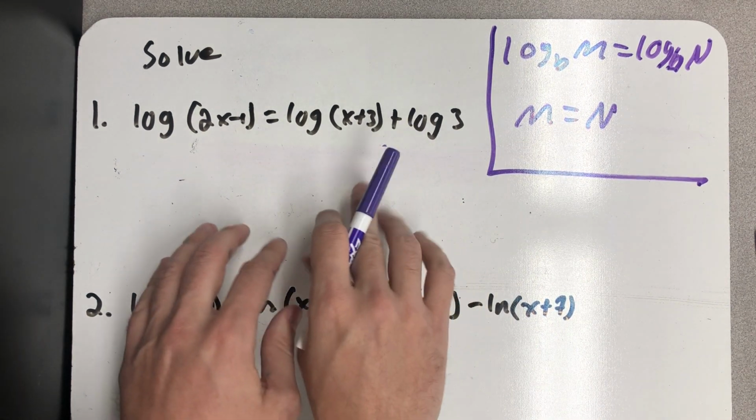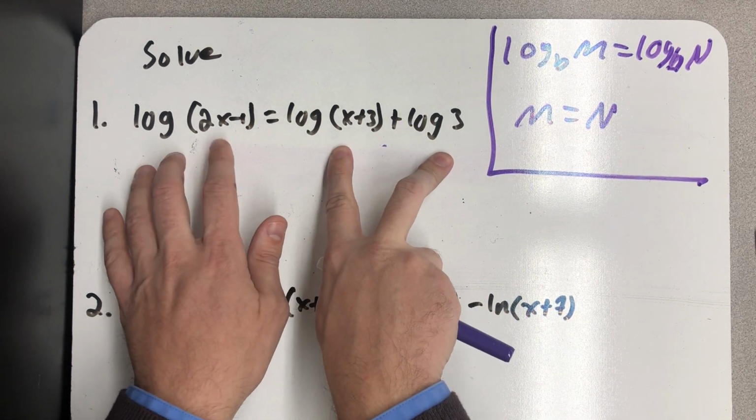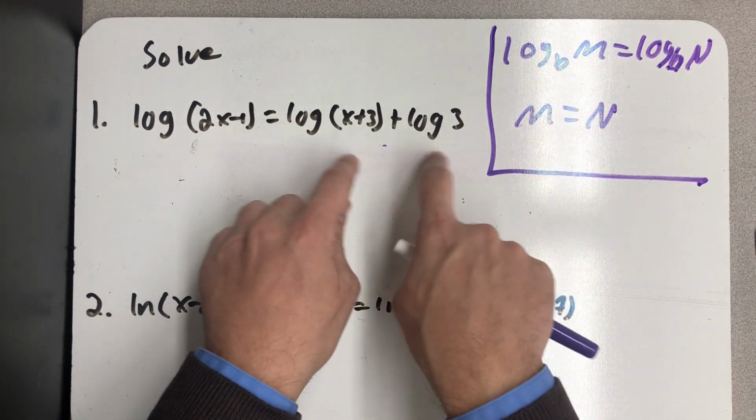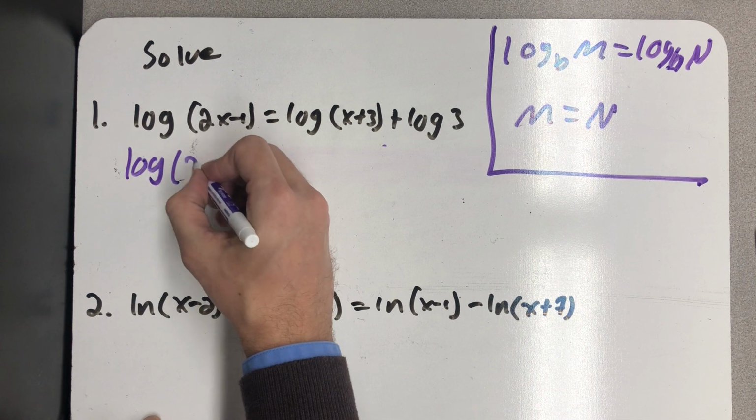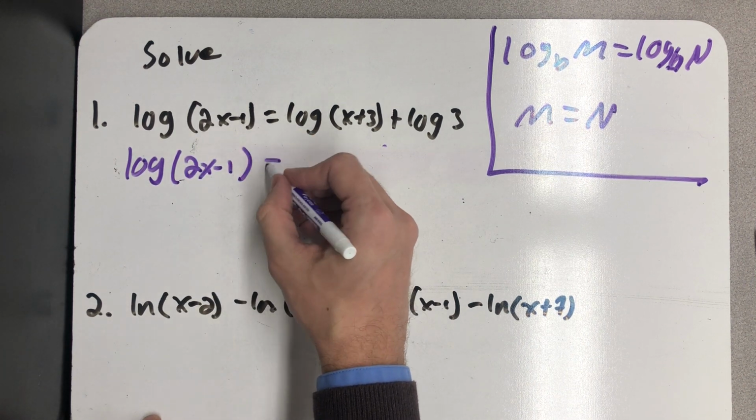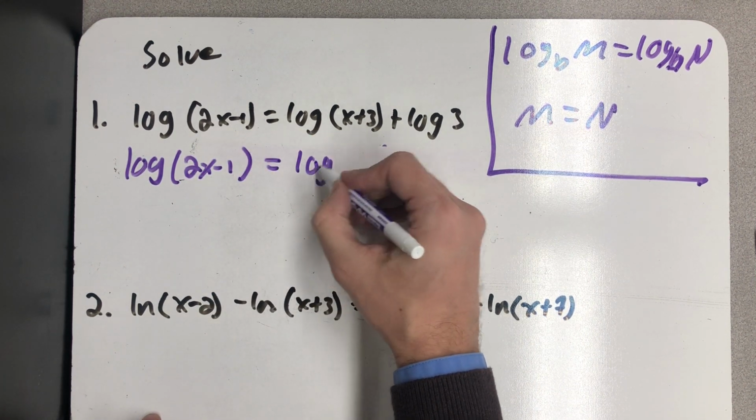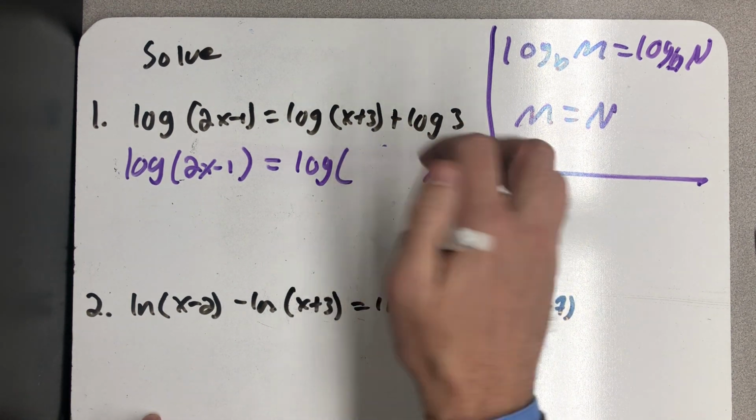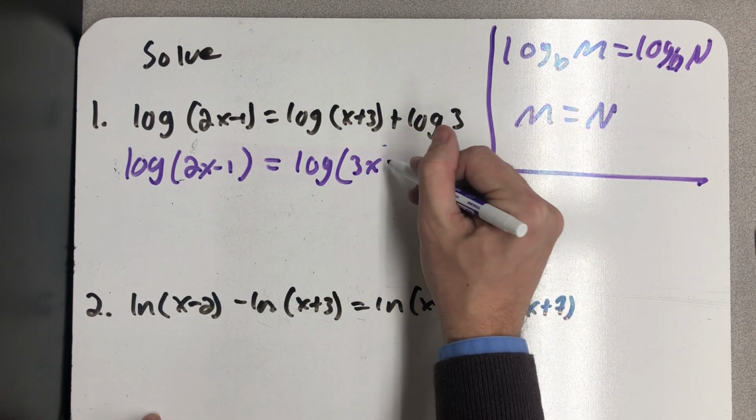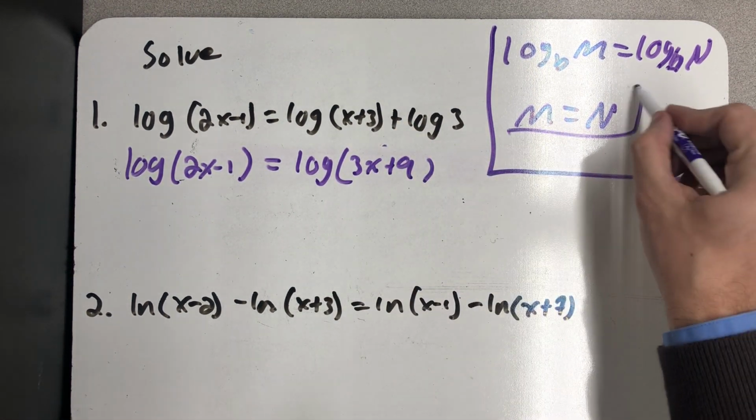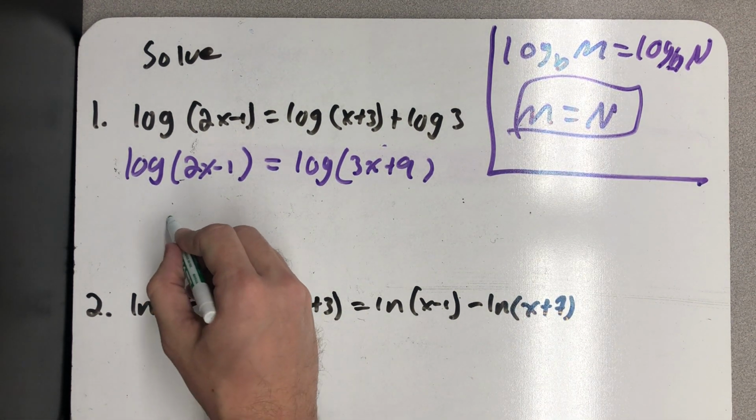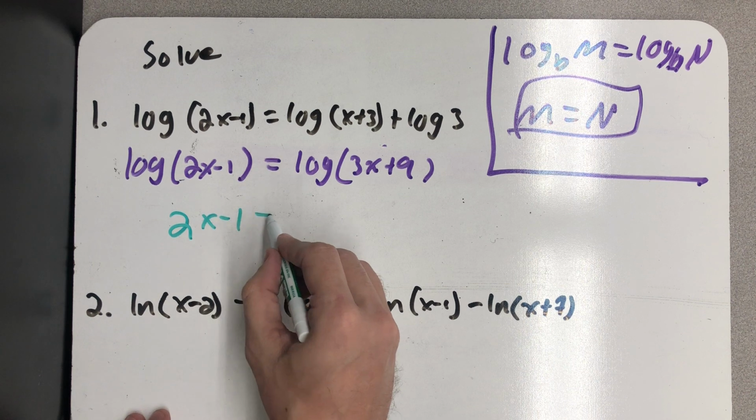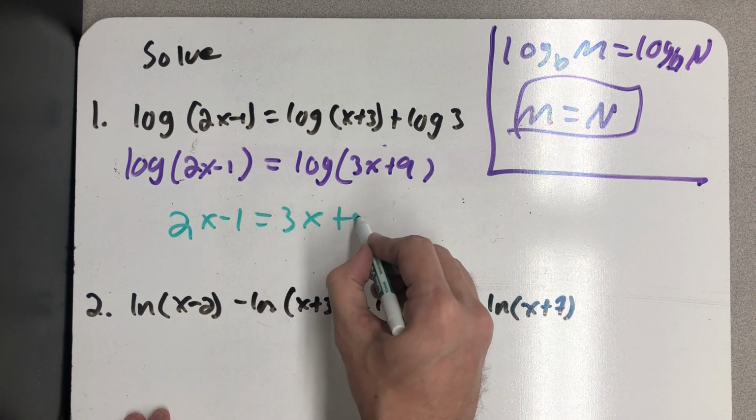So when I look at this problem, I see two logs on this side and one on this side. I want it to look like this, so I'm going to condense these two logarithms. All right, so I need to multiply these. I'm going to go on and distribute 3x plus 9. Now I can set the insides equal to each other. I'm setting the arguments equal to each other. 2x minus 1 is equal to 3x plus 9.